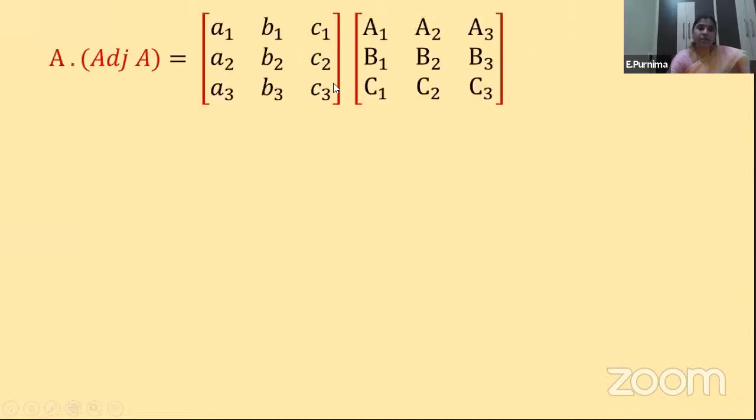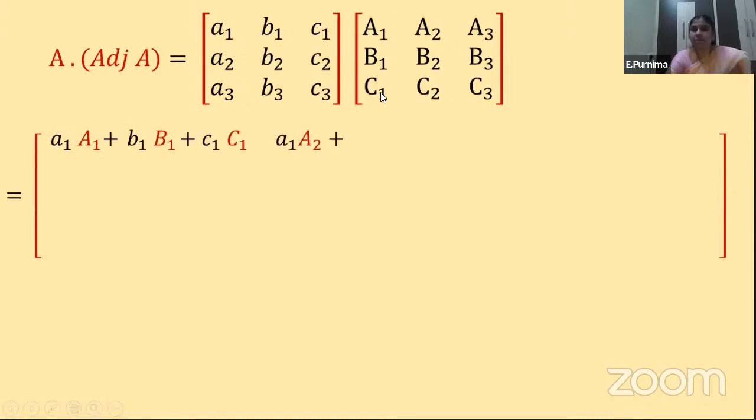Next, what I am trying to do is A into adjoint A. So A1, B1, C1, A2, B2, C2, A3, B3, C3, multiplied with this adjoint A matrix: A1, A2, A3, B1, B2, B3, C1, C2, C3. Okay, let us multiply this. Here you know matrix multiplication. How do we do it? First row into first column: A1 into A1 plus B1 into B1 plus C1 into C1. Similarly, A1 into A2 plus B1 into B2 plus C1 into C2. A1 into A3 plus B1 into B3 plus C1 into C3.